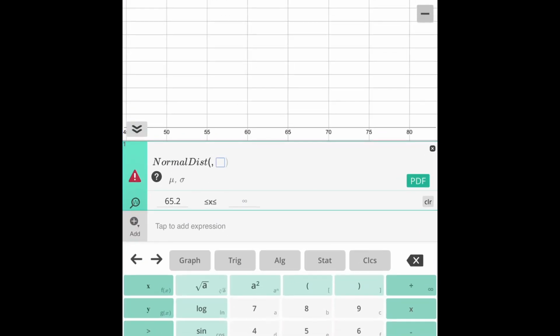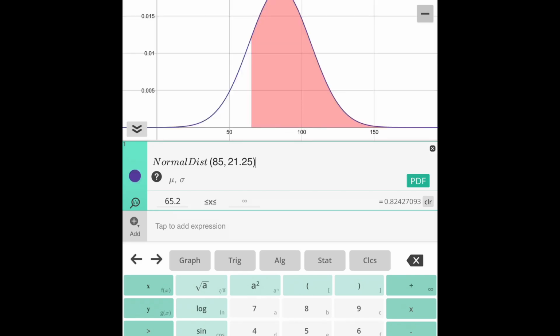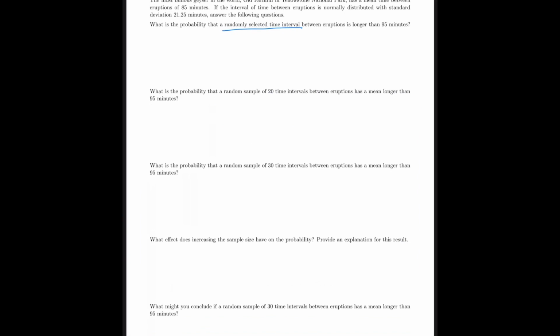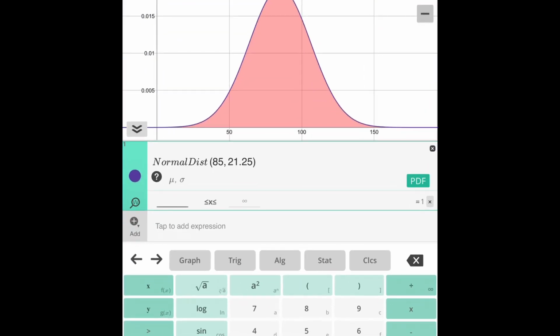So to do that one, we set up our normal curve the same way we have before. Okay, so we'll put in our data values here. So our mean is 85 and our standard deviation is 21.25. So 85, comma, 21.25. And we can zoom in on that. Okay, and so there's our normal distribution. And let's clear out our interval that we'll do. So there's our normal distribution. Notice I didn't divide by anything yet.